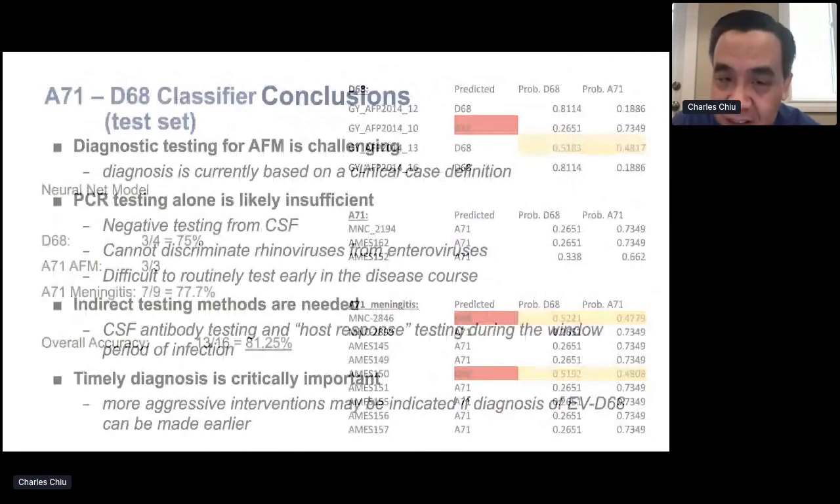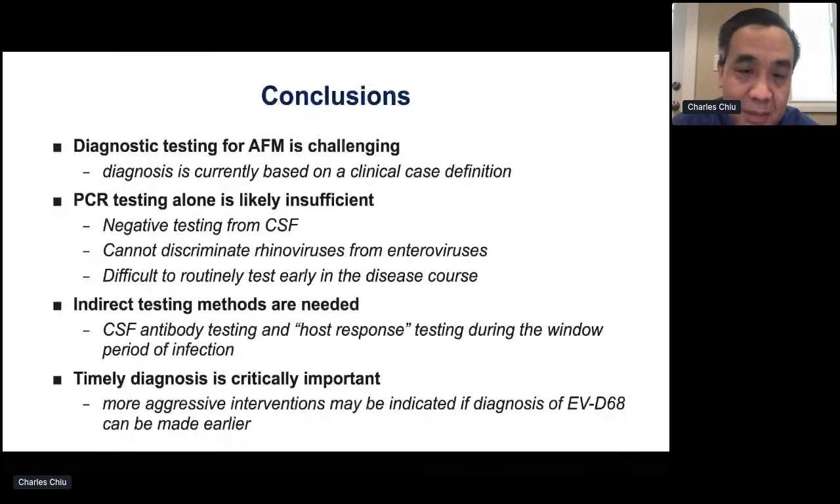One is that diagnostic testing for AFM is challenging, and as a result, the diagnosis is currently based on a clinical case definition. PCR testing alone is likely insufficient for the reasons that we have outlined here. Indirect testing methods are really needed, including perhaps antibody testing and host response testing. And finally, I think that timely diagnosis is critically important, because more aggressive interventions may be indicated if the diagnosis of enterovirus D68 specifically can be made accurately and made earlier.